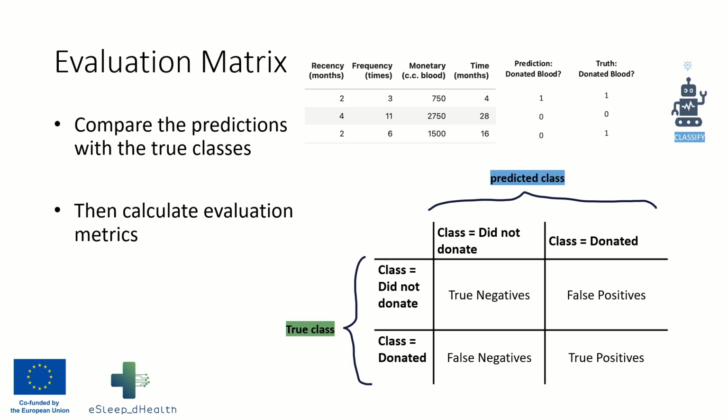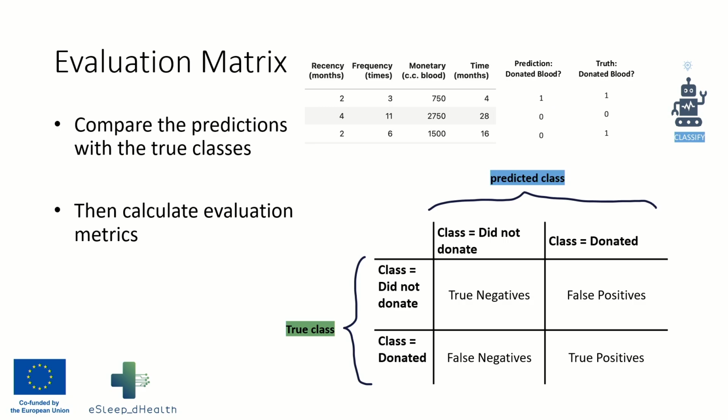But let's first try to understand the different fields in the table. So the true negatives are the examples where we predicted a negative class and the negative class was correct. So in our case, the negative class is did not donate. So in this case, this person is someone who did not donate. And in our model, we also predicted that this person did not donate. So we did the correct prediction for the negative class.